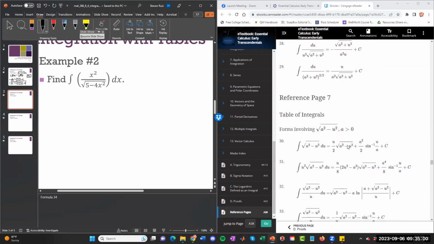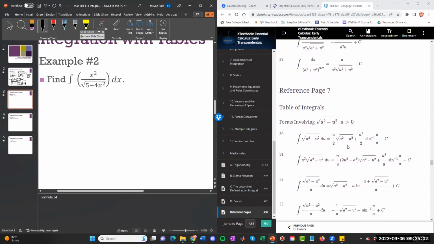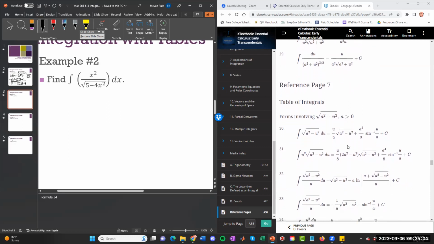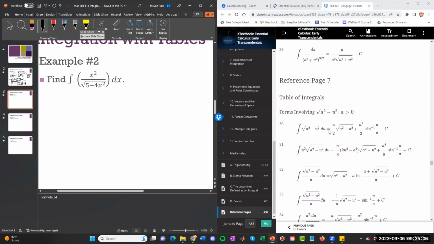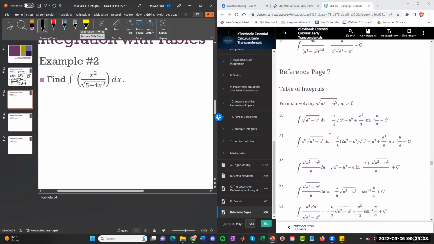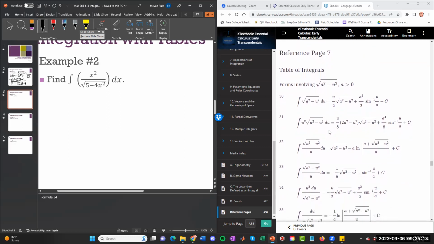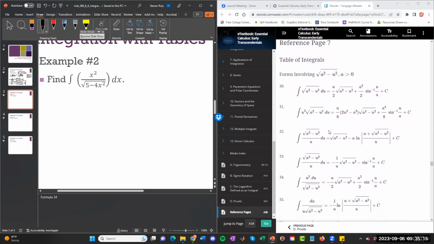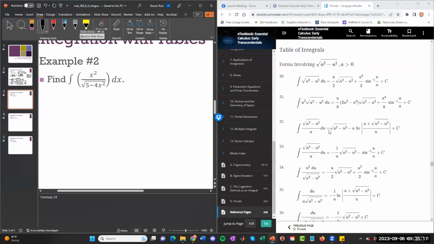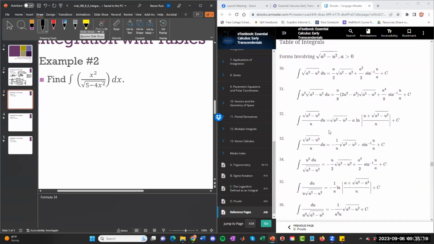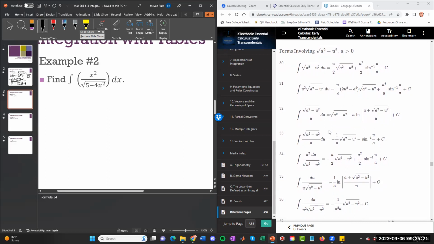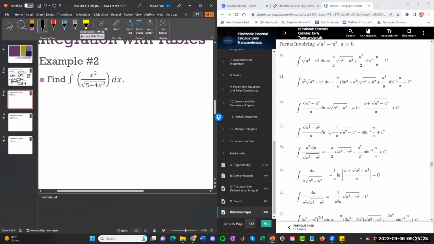So, having said this column is worth looking at, how do we feel about 30? 31? Why is 34 logical? U squared over that radical, right? All right, so we're going to try to use 34.